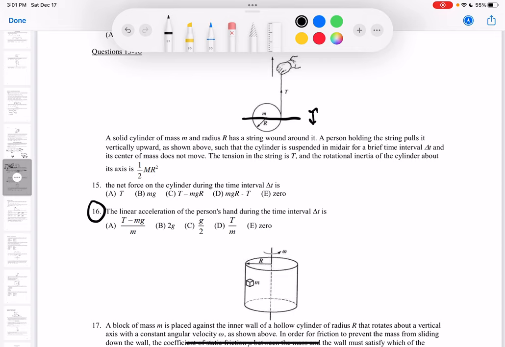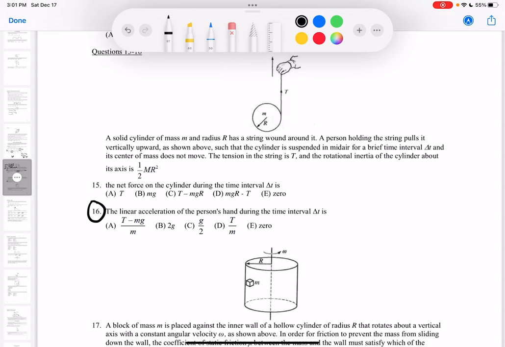It says the linear motion of the person's hand during the time interval delta t is what, okay? The thing that's important here is that the rotation is related to the linear motion, not exactly equal, right? If I can find the velocity here, that will tell me the velocity here. If I have the velocity at that most distant point, the outer rim of the cylinder, it will have the same velocity as the hand pulling up, okay?